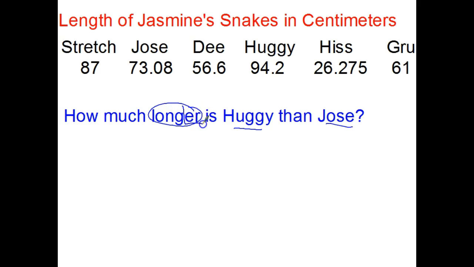Longer is one of those ER words. ER words mean I'm always going to subtract. Taller, shorter, longer, heavier. So we got Huggy and Jose. And in the question, it tells me right here that Huggy is bigger because it listed him first. How much longer is Huggy than Jose? So I need to get Huggy written down, 94.2.